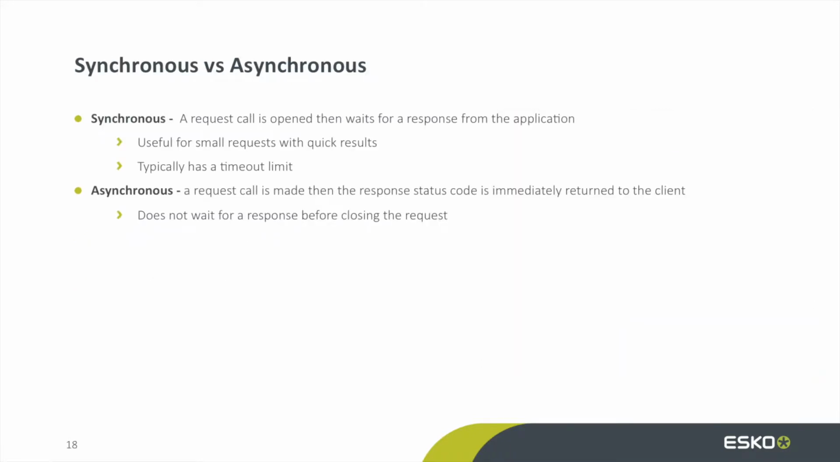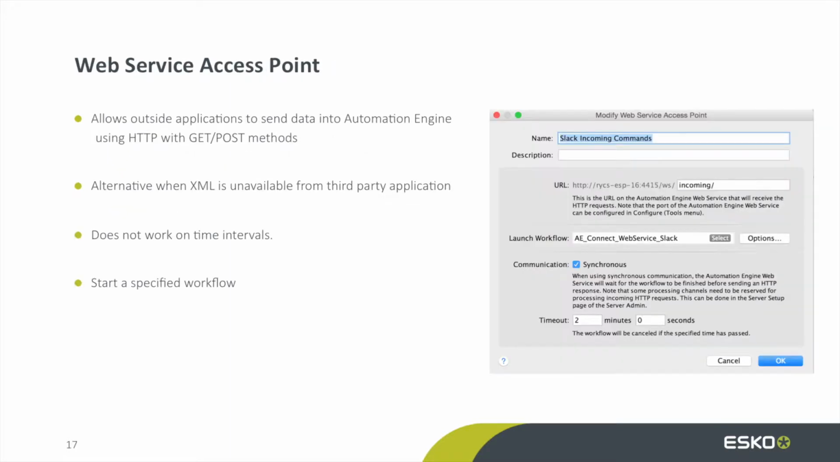An asynchronous call is made when a response code is immediately returned to the client. So it does not wait for a response before closing the request, so you won't actually get any data back. This is great when you're processing a workflow or some type of data request that can take a while to finish. And we'll see examples of a web service access point shortly.